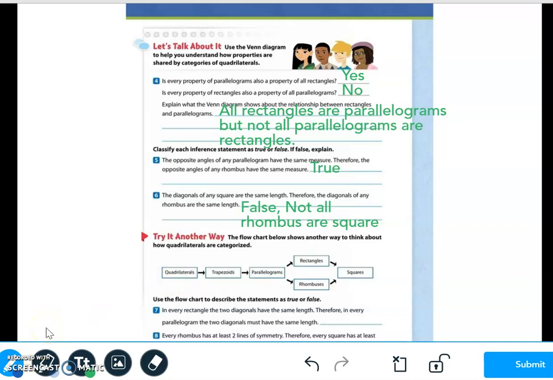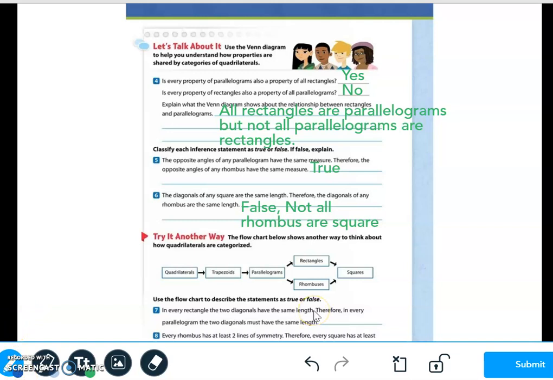We want to use this flow chart above to answer 7 and 8. 7 says, in every rectangle, the two diagonals have the same length. Therefore, in every parallelogram, the two diagonals must have the same length. Is this true or false? Let's pause, look at our Venn diagram, and answer 7.